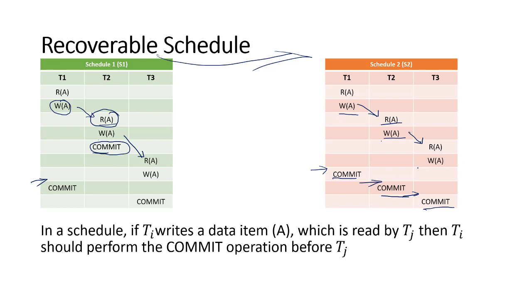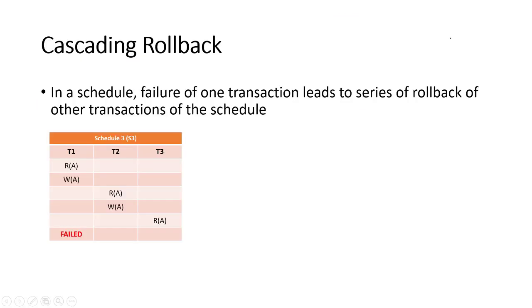Let us see what a cascading rollback is. It's almost similar to schedule 2. Transaction 1 reads the data item A, then writes the data item A. For simplicity, we are considering only serial schedules, because a serial schedule will be consistent, so we need not worry about consistency. Now T2 is reading the data item written by T1, and T2 is writing the data item A. Then T3 is reading the data item written by T2.